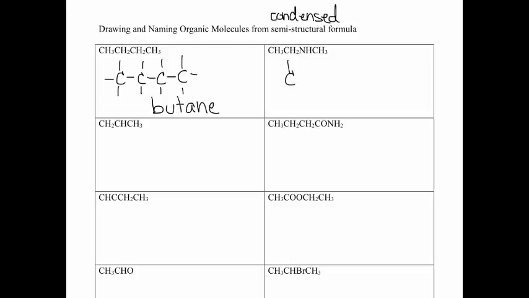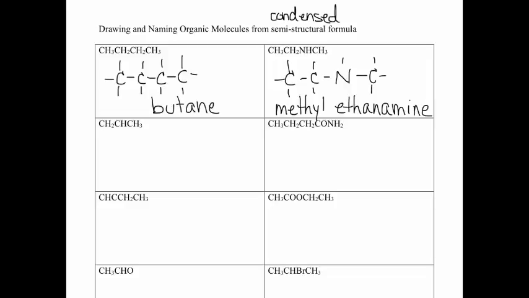Do another one together. We have a C with 3 H's, C with 2, an N with an H, bonded to a C with 3. This is an amine, so you name the shorter one like it's a branch, so it would be methyl, and then the rest gets amine, ethanamine, like so. We're going to do a couple more together, and then I'm going to have you pause it.